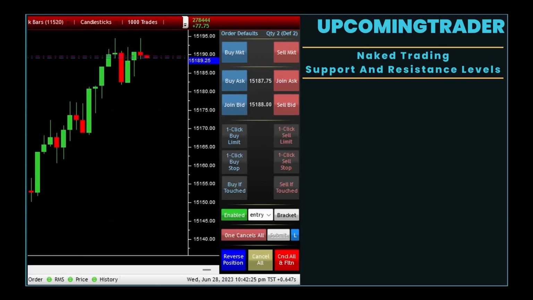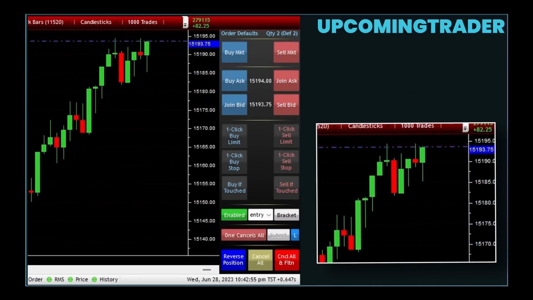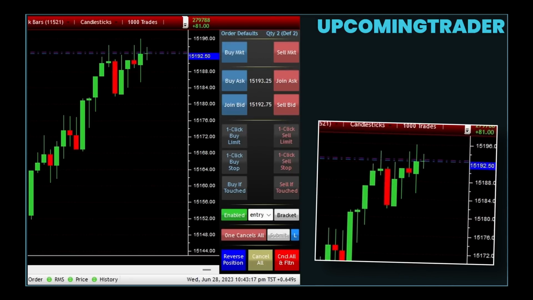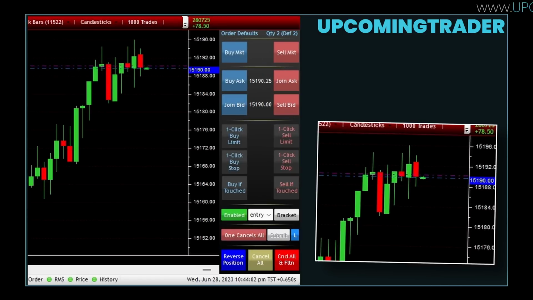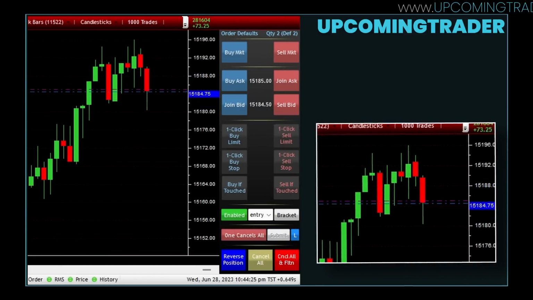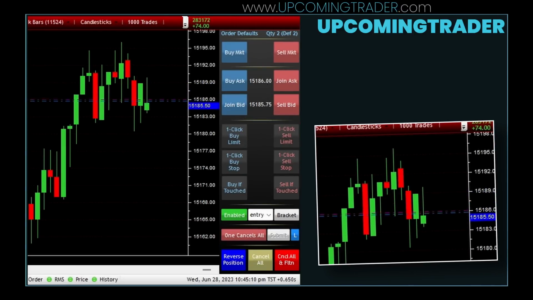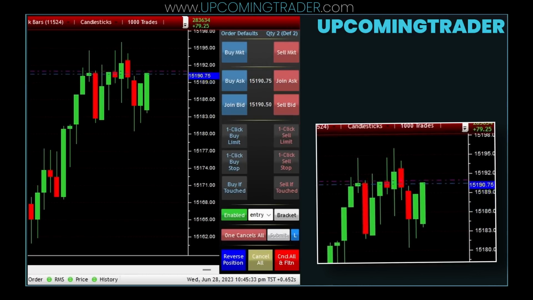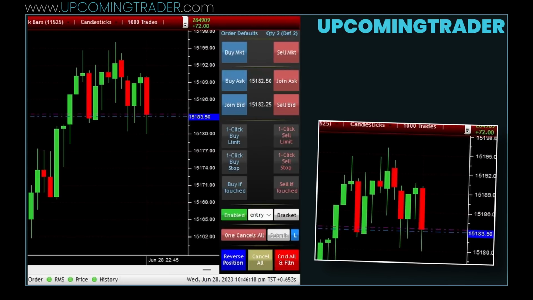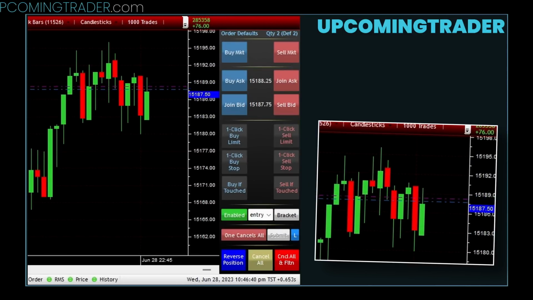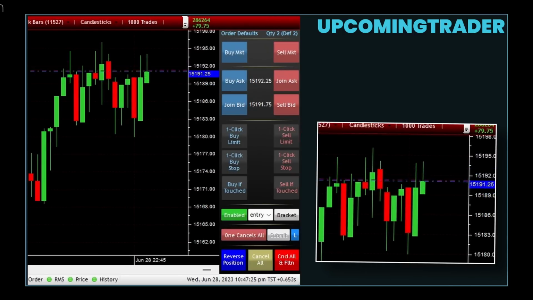Let's talk about support and resistance levels. Again, in naked trading, naked traders also pay close attention to the support and resistance levels. Support is the price level at which demand is strong enough to prevent the price from falling further, whereas resistance is the level where selling is strong enough to prevent the price from rising further. These levels offer insights into the points at which the price action historically has had difficulty moving beyond, and often signify a place where the price might make a change in direction.